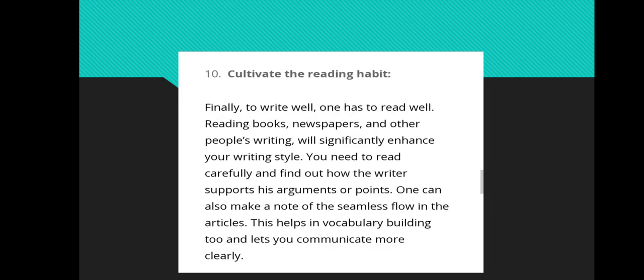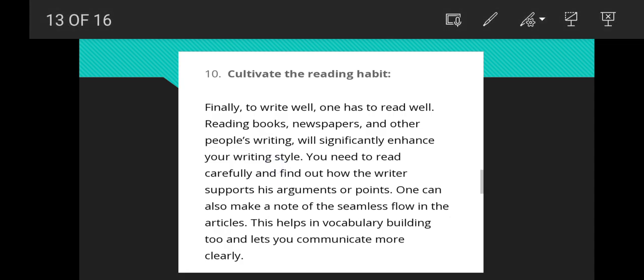Next, the last point says: cultivate the reading habit. Obviously you have to grow the reading habit in your mind. You should read one book every day, in the morning. It is very important so that you do not slip while reading the composition. Finally, to write well, one has to read well. Reading books, newspapers, and other people's writing will significantly enhance your writing skill.